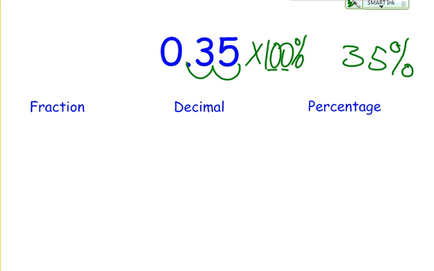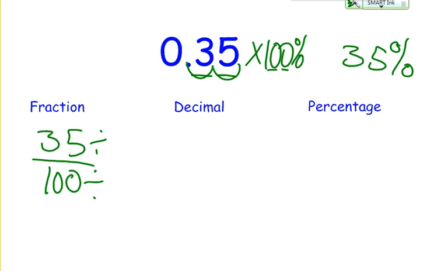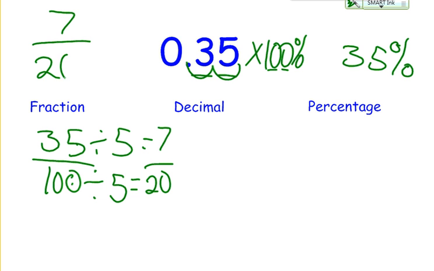35%. Okay, well, what about the fraction? Once again, we can go back to what we've learned. We know that this is 35 hundredths. So let's just put that 35 over 100. And now I can start to reduce this fraction by saying, what's a common factor? This ends in a 5, this ends in a 0, so they both are divisible by 5. So 35 divided by 5 is 7, and 100 divided by 5 is 20, and so my fraction is 7 over 20.